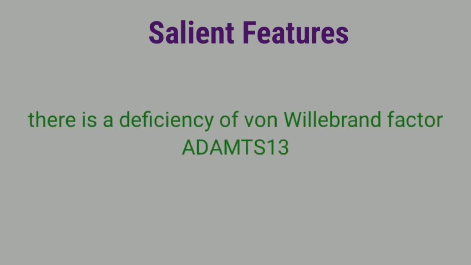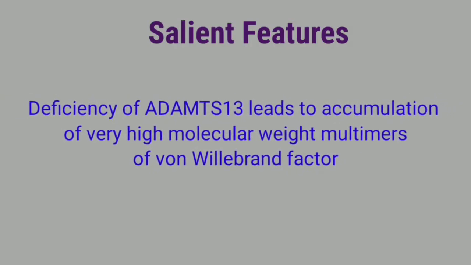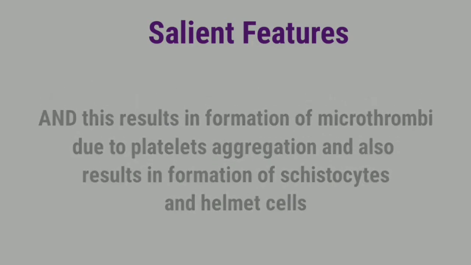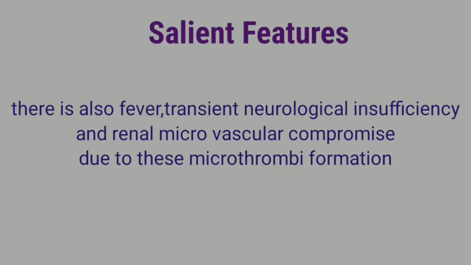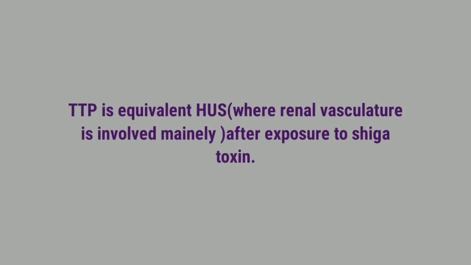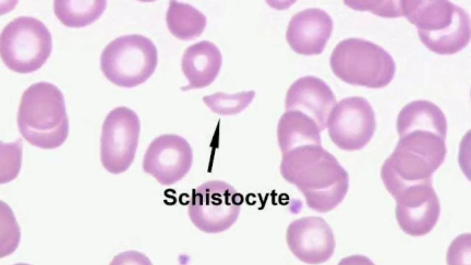When these are present in higher concentration in the blood, there will be accumulation of platelets. Along with this, there will be aggregation or microaggregation of platelets in the small blood vessels. These platelets plug together, and they also do not let the RBCs pass through properly. They squeeze them and change the morphology of the RBCs, converting them into helmet cells and schistocytes. Not only this, but this microaggregation also causes a lot of problems for the microvasculature of the kidney, and it also causes transient neurological deficits and fever.